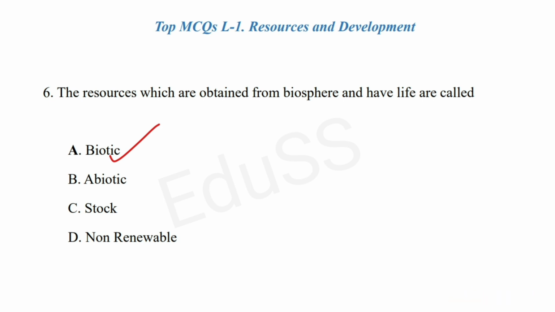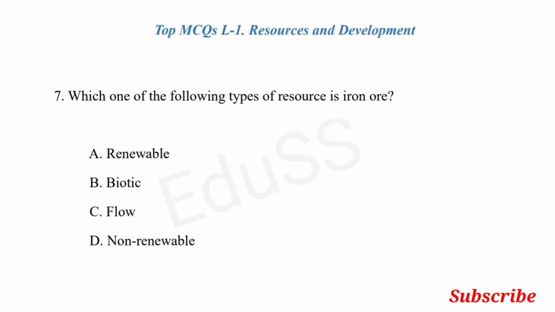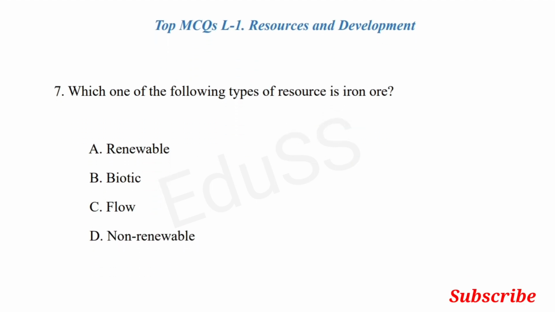Now moving to the next. Which one of the following types of resource is iron ore? Now iron ore is coming under non-renewable resource because it takes long period of time for its formation.